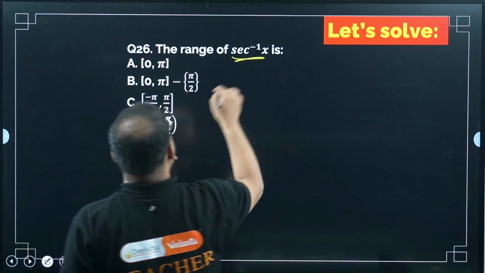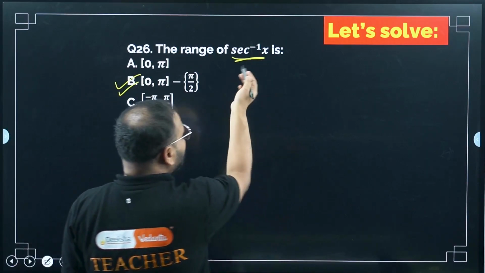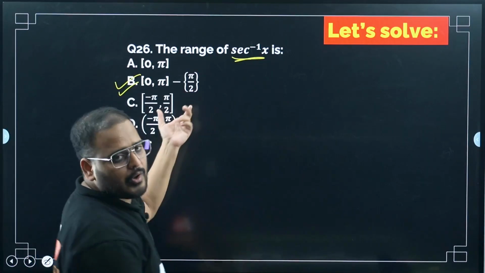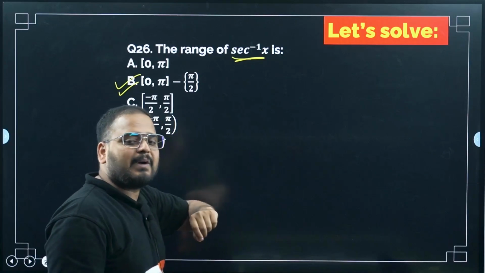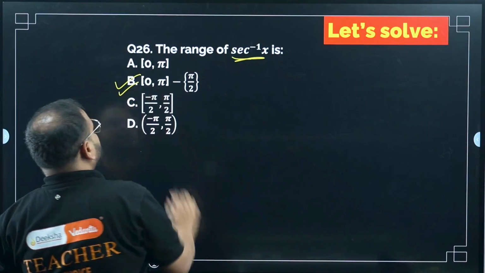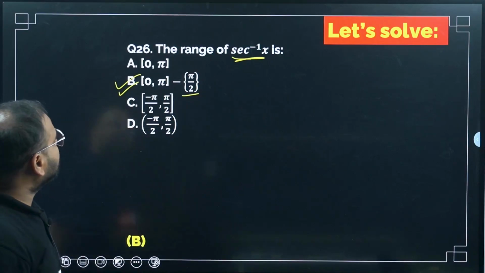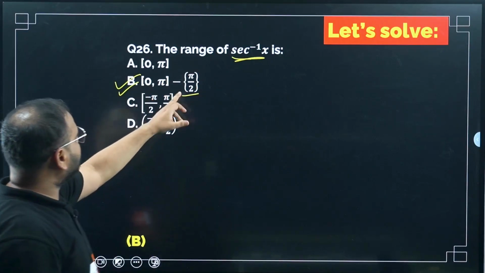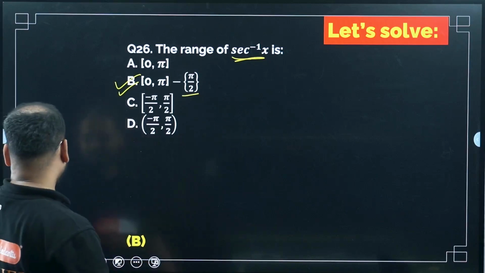Range of sec inverse x. Sir, simply B. Why, sir? Because can you find sec inverse at pi by 2? We cannot, because cos is not defined at pi by 2. Cos pi by 2 is 0, so sec pi by 2 will be undefined. Then how will you find sec inverse? So not possible. This is the range: 0 to pi, except pi by 2. Pi by 2 is not part of the range. So option B is the correct answer.